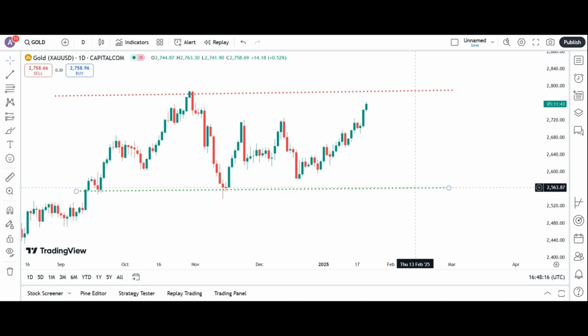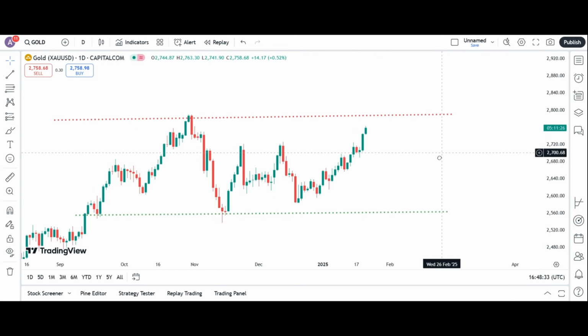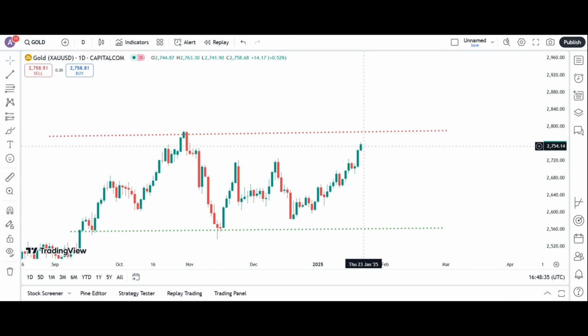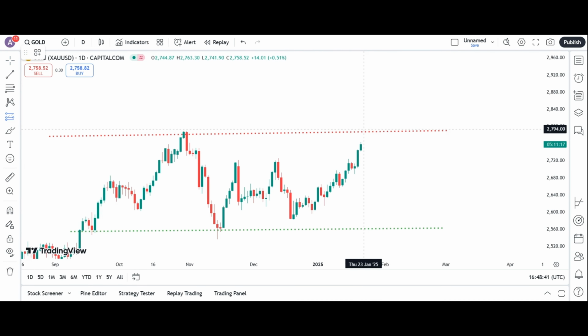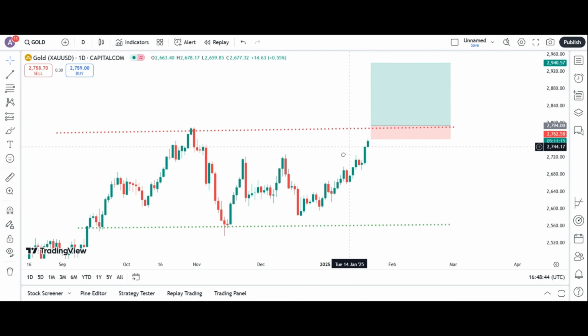And after the last candles, three scenarios can happen. The first scenario is the price goes higher and higher. In this case we will go for a long position. For example, in this example, if the price goes higher and higher and breaks the resistance zone, we will go for a long position. For example, from here we will go for a long position.